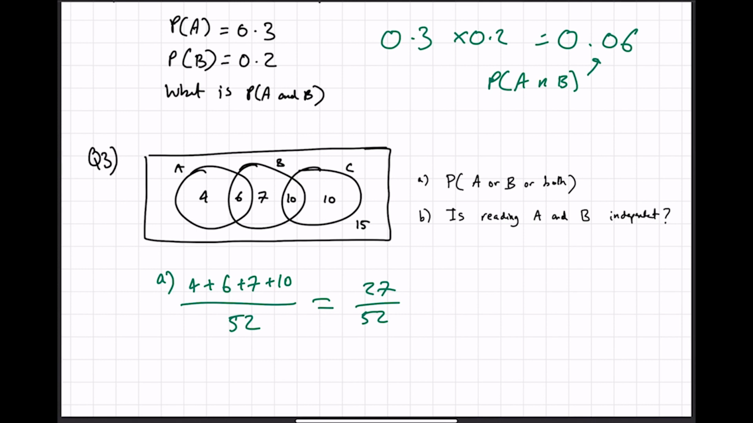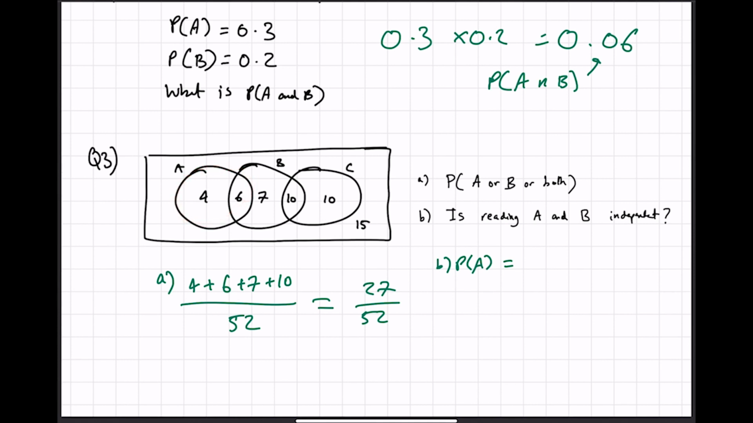reading A and B. So these are just probabilities of reading books A, B, and C. Are A and B independent of each other? The way you solve these kinds of questions is quite simply, you need to find the probability of A, then you need to find the probability of B. So to do this, we have to find the probability of A. That's just 4 plus 6, because that's all we've got in that circle.